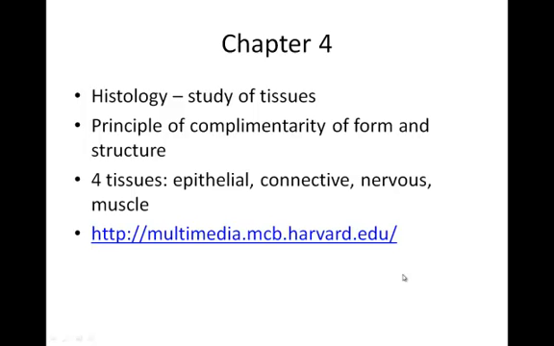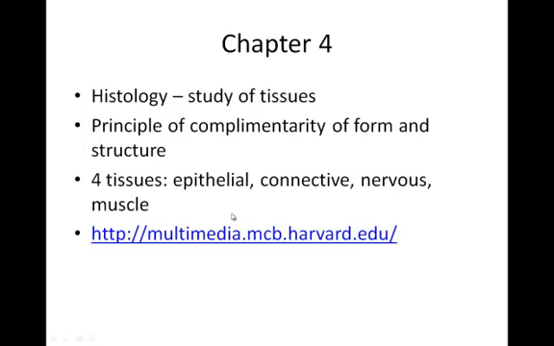This chapter is about histology, and histology is the study of tissues, so this is the foundation for all the chapters that we will be studying next. So this is an important chapter for you. Please study this chapter, and everything in this chapter will be fair game for the test. Every single part of this chapter is important.